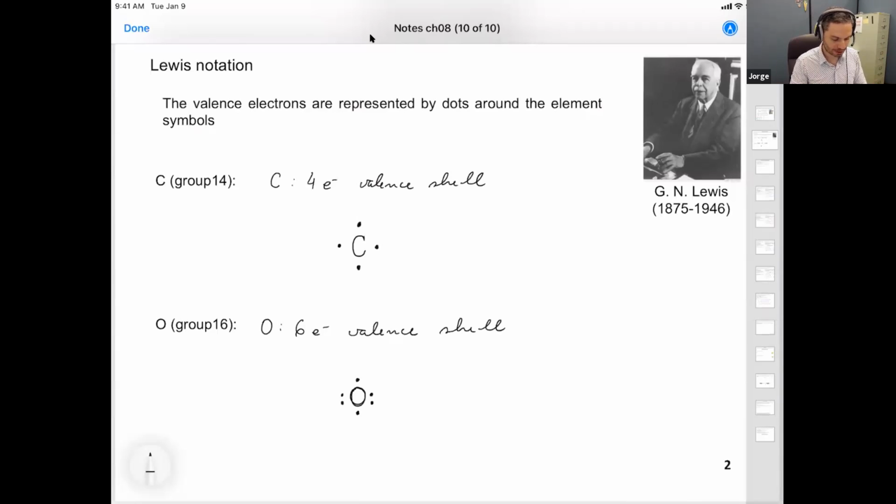So that's how we use the Lewis representation or the Lewis notation for the elements. And that's a very useful representation that we are going to use to build the covalent compounds, to connect atoms using the covalent bonds.